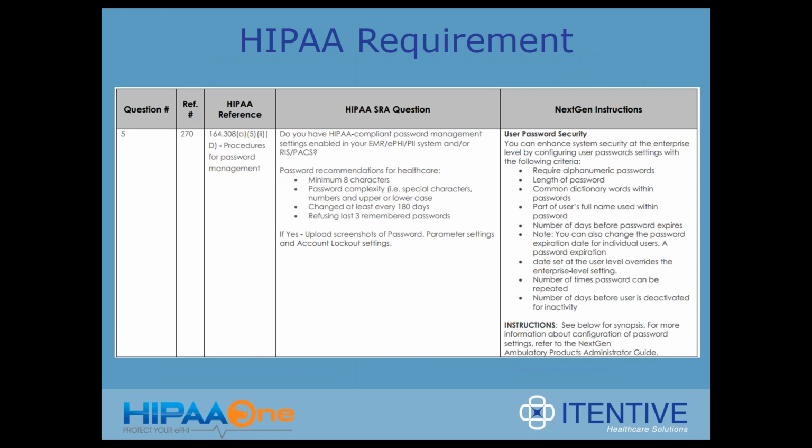HIPAA also requires that we apply some password management settings to our user accounts. Best practices for healthcare include things like 8-character minimums, password complexity, combinations of uppercase, lowercase, numbers, and special characters, forcing password changes every 180 days, and refusing the reuse of the last 3 passwords. The HIPAA standards don't spell out exactly what the settings should be for these items, but the ones we've identified here are what are considered best practices for healthcare. There can certainly be some discussion in your organization over what the right settings are, but they should look something like the settings we have here.